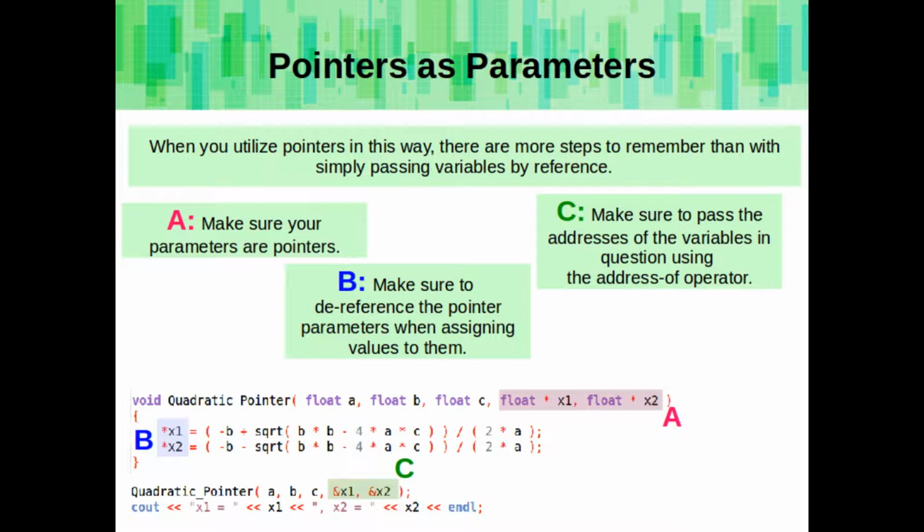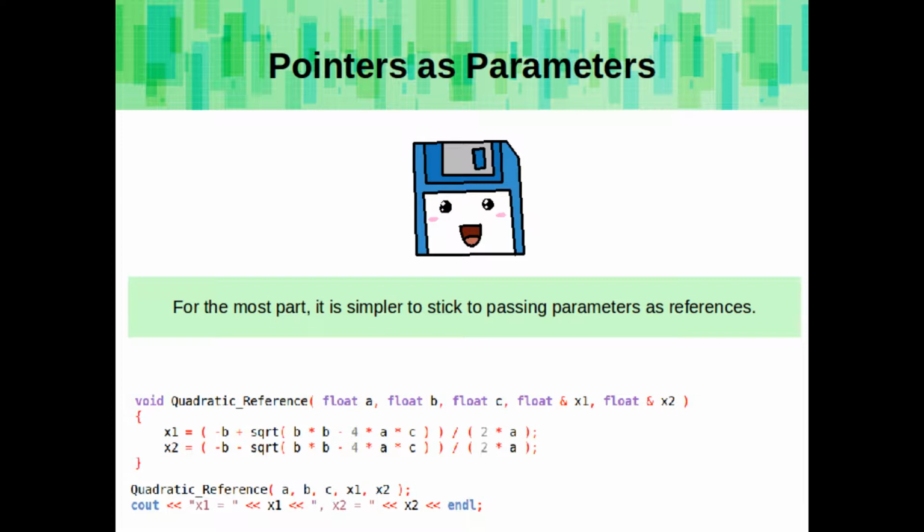First, make sure your parameters are pointers. Second, make sure to dereference the pointer parameter when you're assigning values to them. And third, make sure to pass in the address of the variables in question using the address of operator. For the most part, it is simpler to stick to passing parameters as reference if you can.